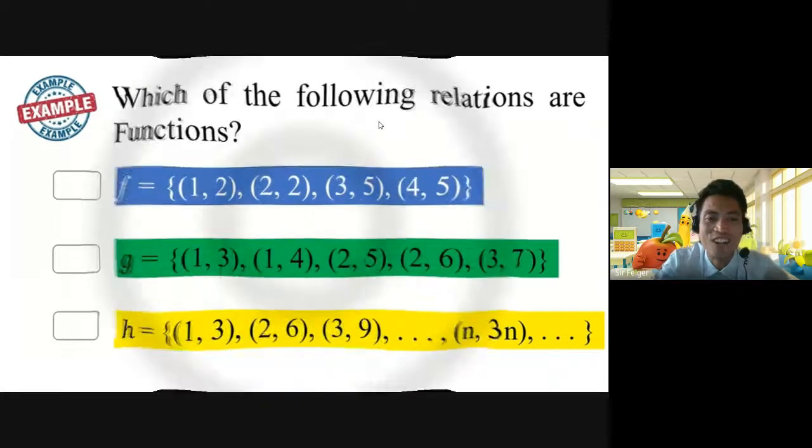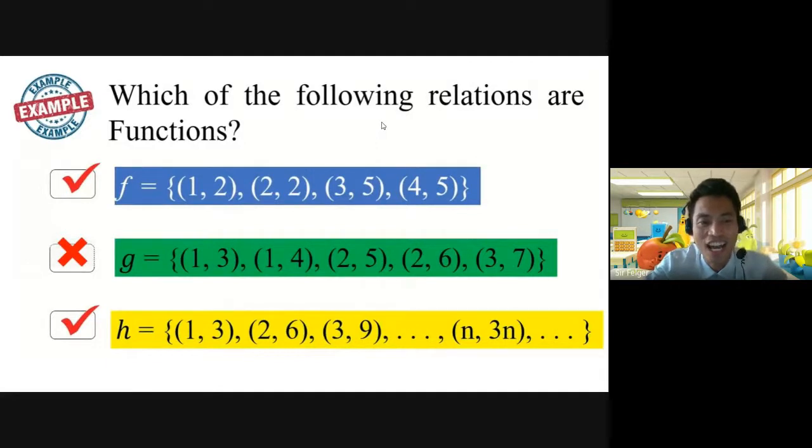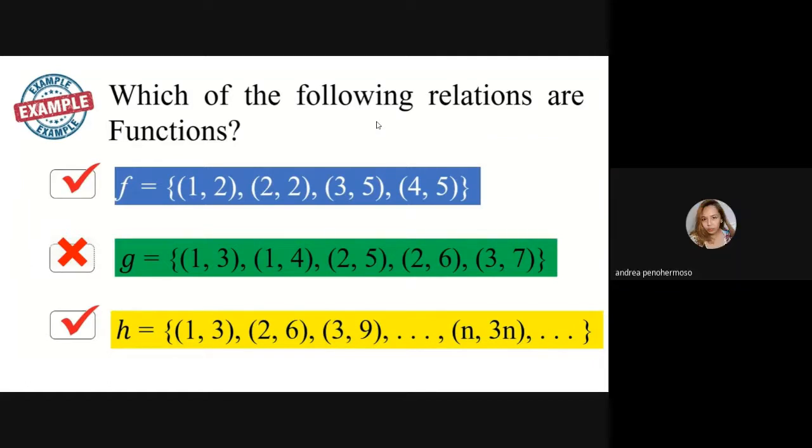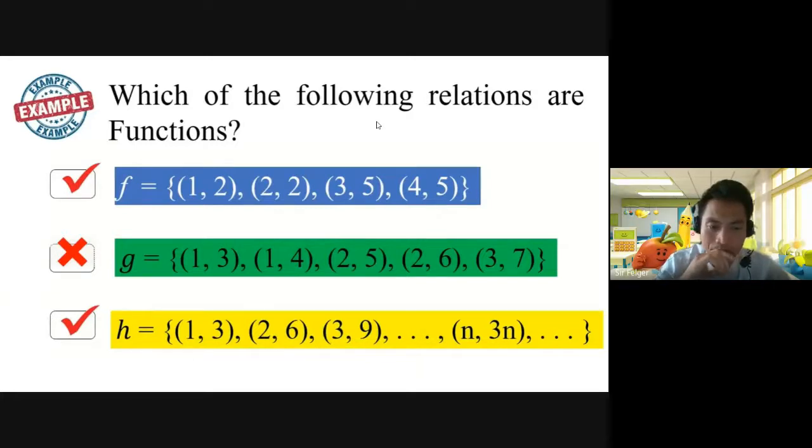Alright. The correct answer is H and F. Why is the set of ordered pairs in G not a function? Why? Okay, let me hear from someone. Wait, someone raised a hand. Who raised their hand? I can't see. Andrea? Why is G not okay, JC? Anybody, why is G not a function?